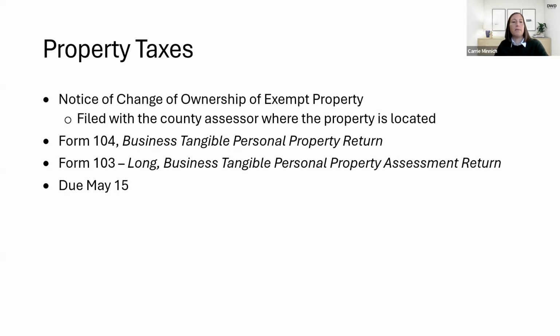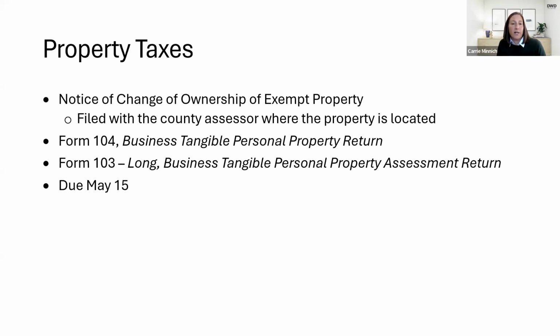Something else to keep in mind with property taxes is that when you sell property or purchase property from someone else, there really should be a notice of change of ownership for exempt property. So if you, as a nonprofit, owned property and it had an exemption on it, when you sell it, it's best for you to file this notice with the assessor's office, because then that way that exemption will go away. It no longer applies to that nonprofit because you do not own that property anymore.